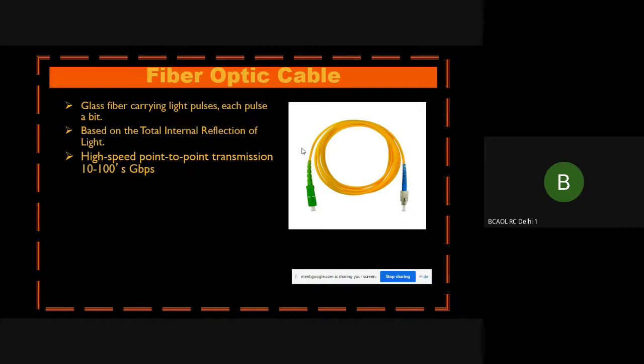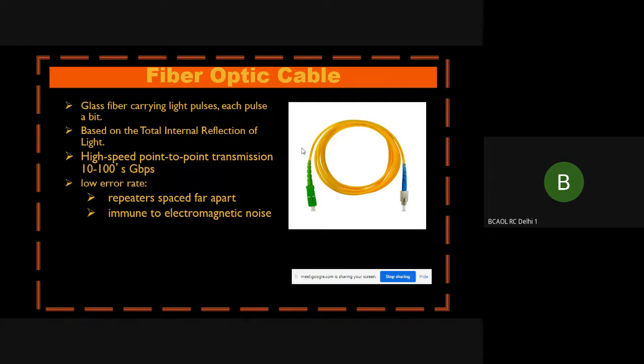And high speed point to point transmission, that is 10 to 100 gigabits per second. So the speed of fiber optic is very high. Can you see that? It's gigabits per second, not megabits per second, of transferring data. And low error rate. That means repeaters spaced far apart. That means signal strength is good, right? Error rate is not there.